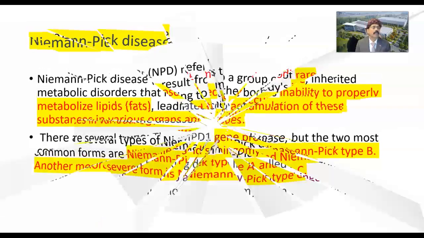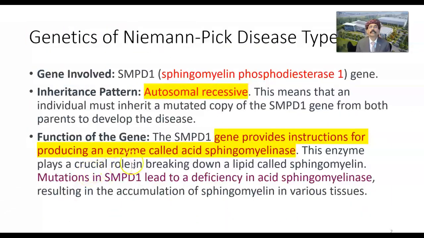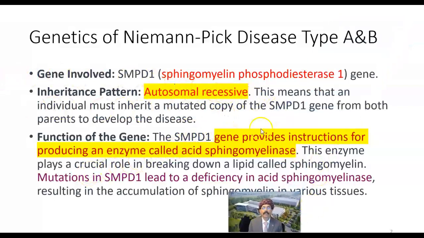Now, because it is a genetic disease, we'll learn the genetics of type A and type B. Let's start. Gene involved: SMPD1, sphingomyelin phosphodiesterase 1 gene. Inheritance pattern: autosomal recessive. This means that an individual must inherit a mutated copy of the SMPD1 gene from both parents to develop the disease.